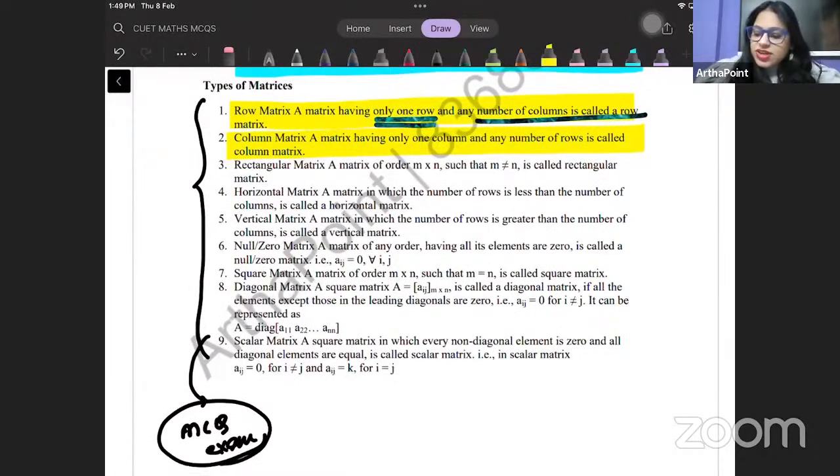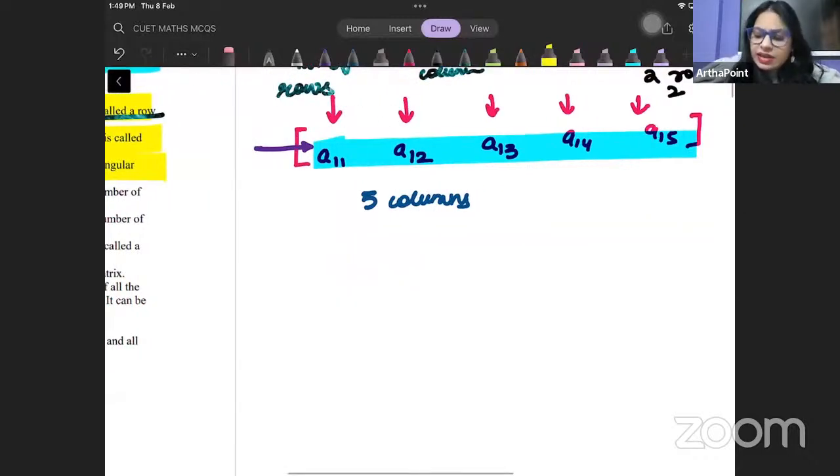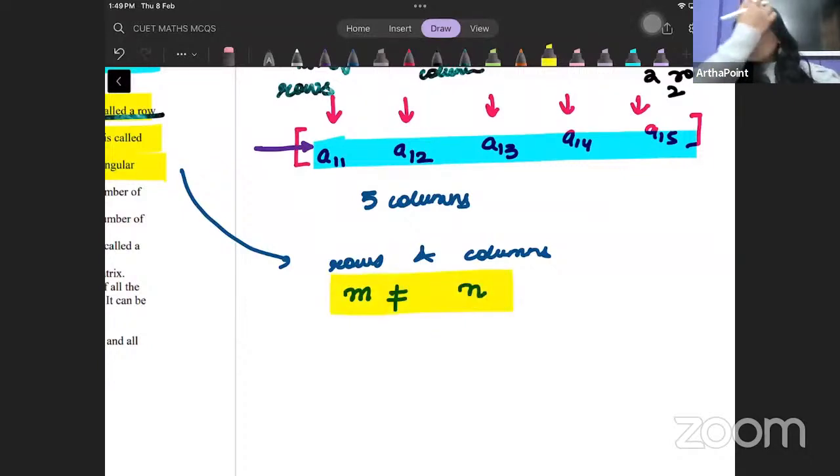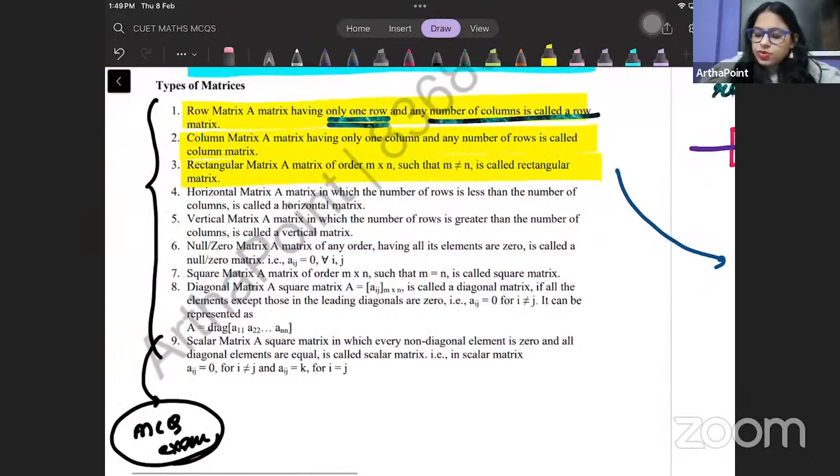The next I have, beta, is called a rectangular matrix. What is a rectangular matrix? Any matrix which has rows and columns, where the rows we are representing with m and the columns with n. I don't want rows to be equal to columns. If the number of rows and columns that I have are different, then I can say that it is a rectangular matrix. Okay?